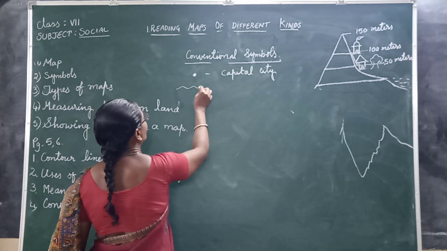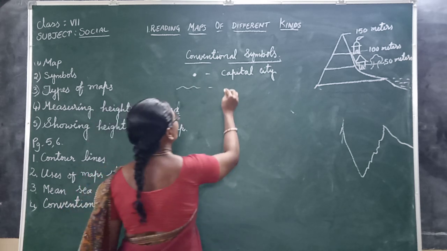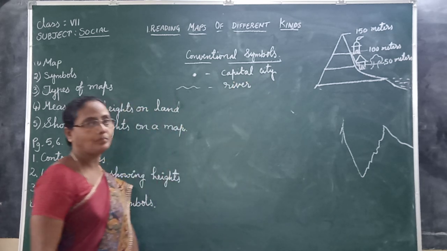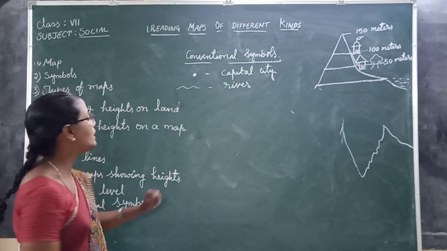Next, curved line. This is the symbol of the river.